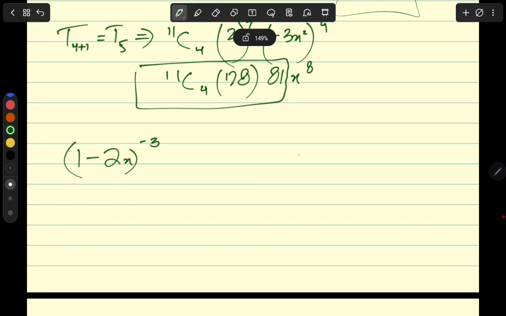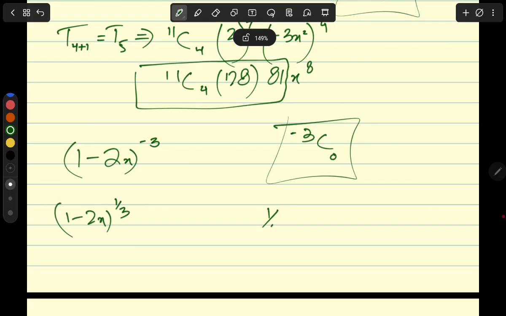Now you cannot apply, if you try to apply minus 3c0, you're not going to get an answer in your calculator. Or if you were given some fractional power, so 1 minus 2x to the power of 1 upon 3, if you apply 1 upon 3c0, you're not going to get anything in your calculator, right? So students think the chapter has changed. However, it hasn't. Watch carefully.